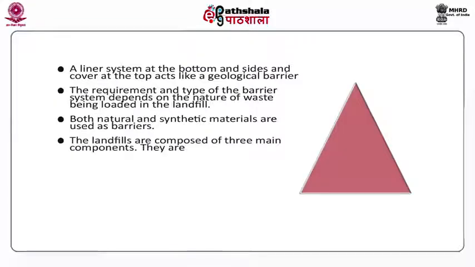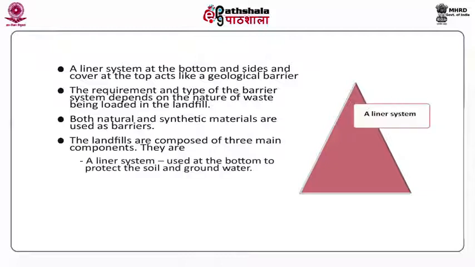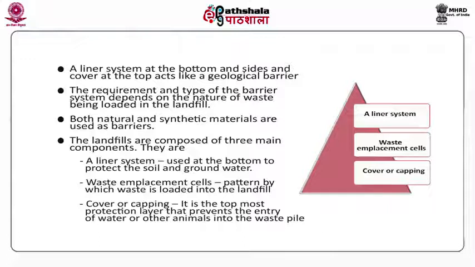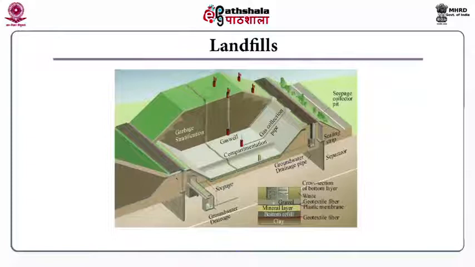Landfills are generally composed of three main components. One, the liner system, which provides protection at the bottom and protects the soil and the water. Then the waste emplacement cells, that is the pattern by which the waste is loaded into the landfill. The third one is the cover or capping, which is the topmost protection layer that prevents the entry of water or animals into the waste pile. This figure shows the structure of a conventional landfill.